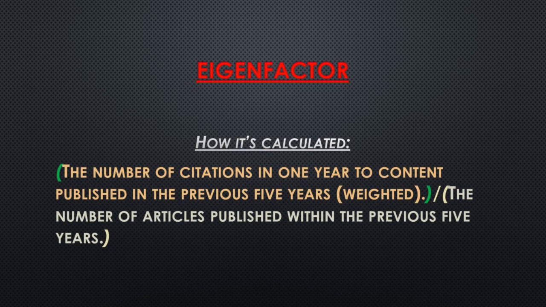Eigenfactor. The Eigenfactor measures the influence of a journal within the relevant literature over 5 years. A citation from a highly cited journal is worth more than one that receives few citations. How it's calculated: the number of citations in 1 year to content published in the previous 5 years, weighted, is divided by the number of articles published within the previous 5 years.